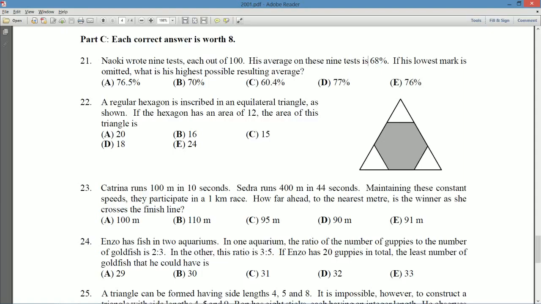So we're not given any clue as to what his lowest mark was. We're not really told a whole lot else. So what we could assume is that his lowest mark was just 0, because we want the highest possible resulting average. If all his marks were obtained on his other tests, we're going to get a better average if we just omit that 0% he got on a test. And that'll give us the highest possible average that we could get.